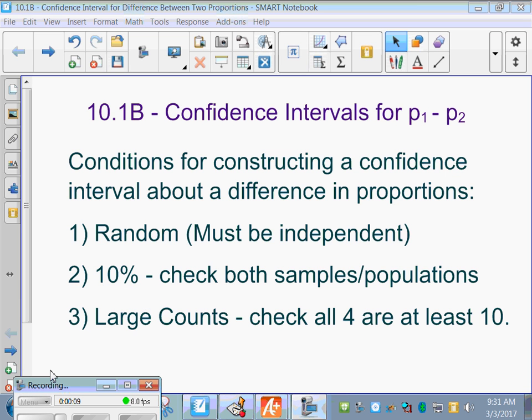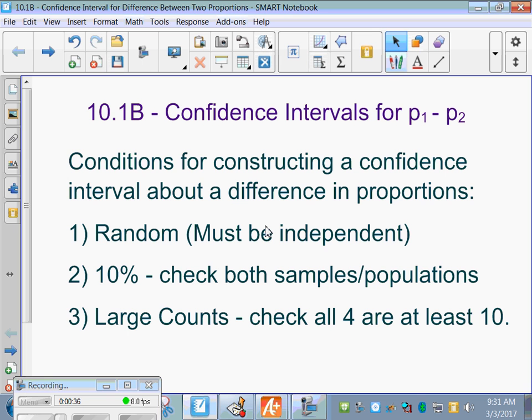All right. So confidence intervals for P1 minus P2, meaning difference in proportions. And if you just have P, that's the true P, right? P is the true proportion. So we're trying to find the true difference in proportion. Your conditions are the same in both significance tests and confidence intervals. The only new thing is we have two of them.